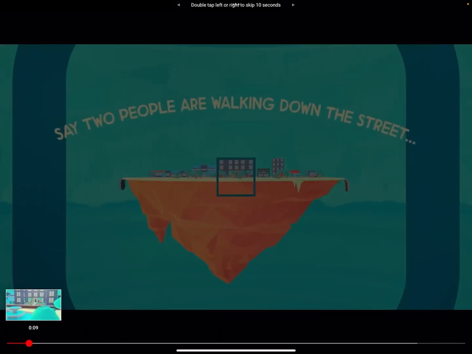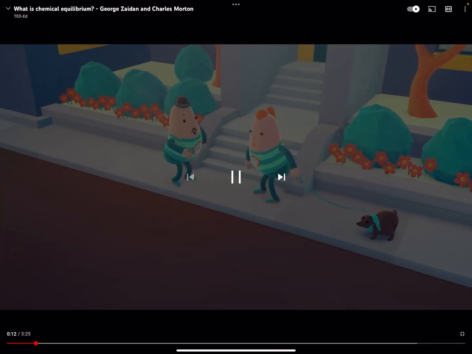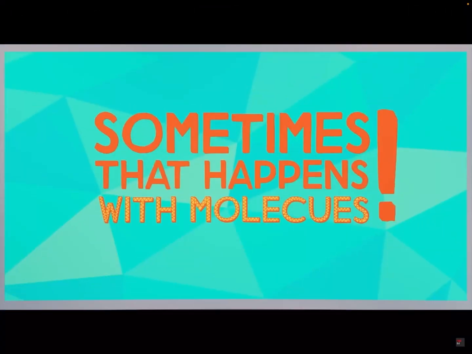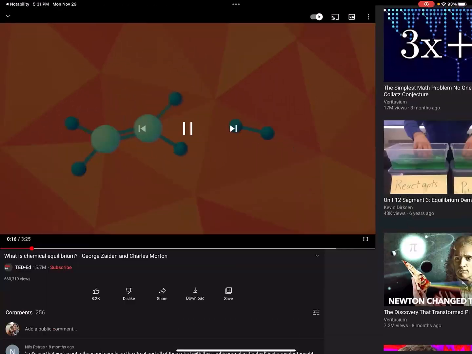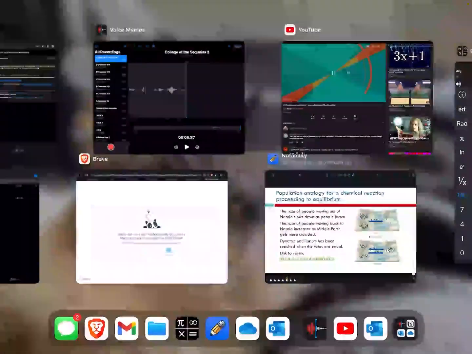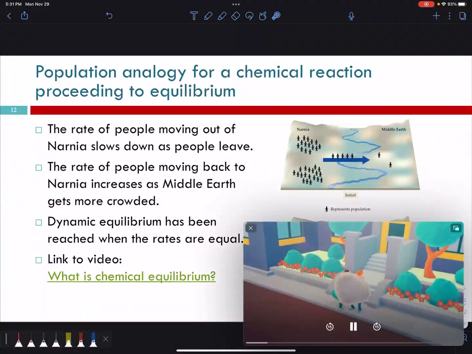Say two people are walking down the street to each other. They'll just shake it off and walk on. Sometimes that happens with molecules too. They just bounce off each other and that's that. But what if two people were to bump into each other?